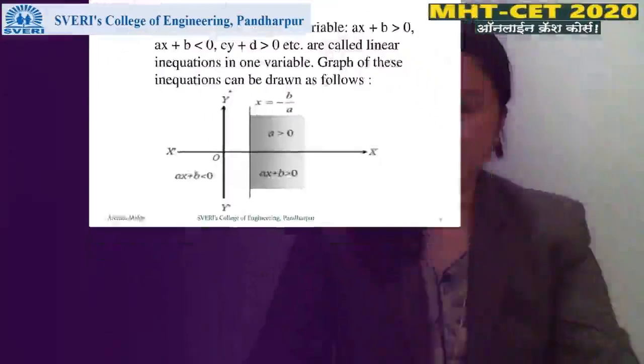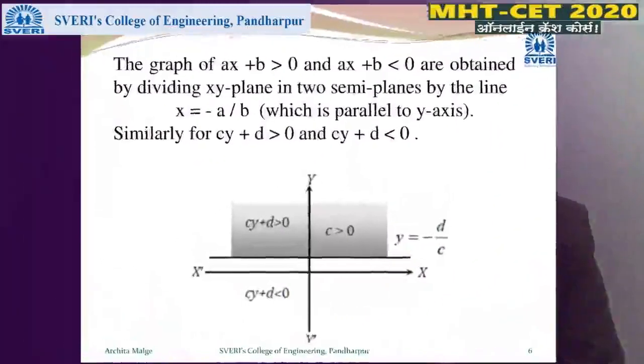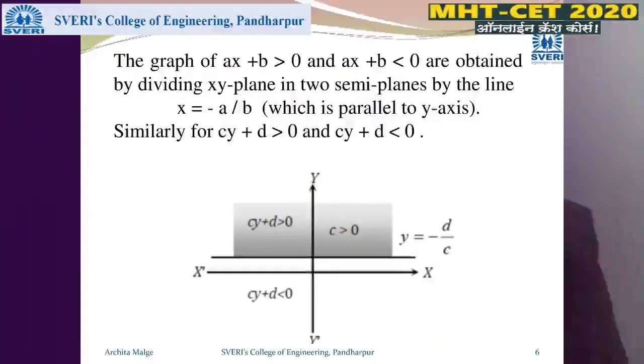Okay, once again we are going to see that the graph of ax plus b greater than 0, ax plus b less than 0 is obtained by dividing the xy plane into two semi-planes by the line x equal to minus a by b. So by using that equation, we can write x equal to minus a by b, which is parallel to the y-axis. Similarly, for cy plus d greater than 0 and cy plus d less than 0.